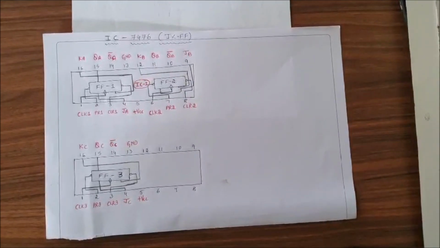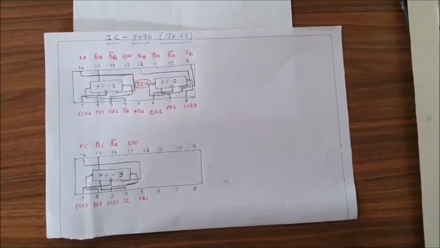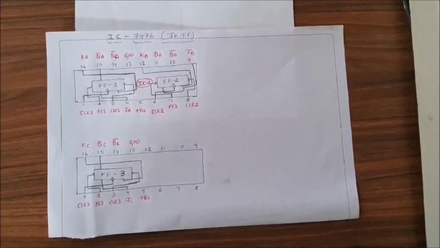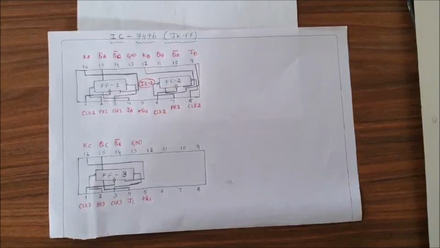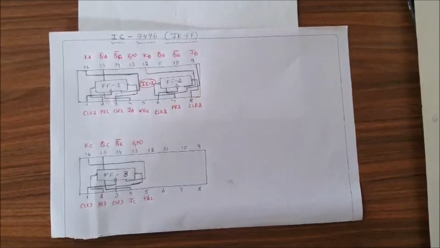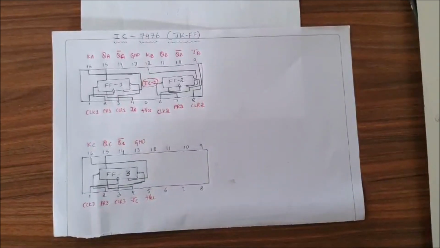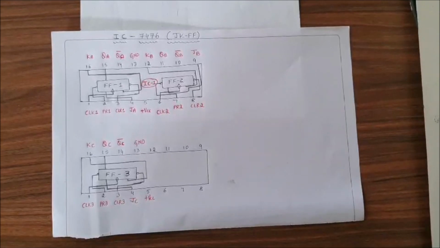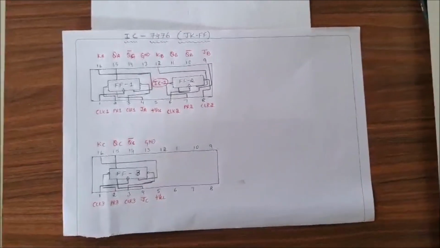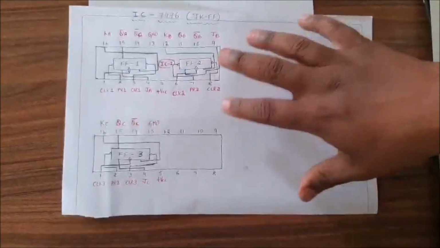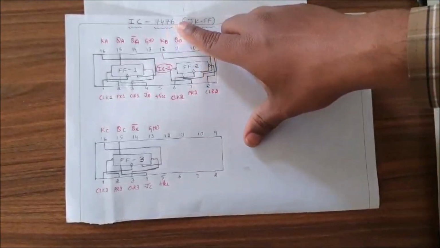The experiment is to design and implement a mod n synchronous up counter using JK flip-flop ICs and demonstrate its working. Okay, so we need to use JK flip-flops to design and also to implement the synchronous up counter. This is the JK flip-flop IC, that is IC number 7476.